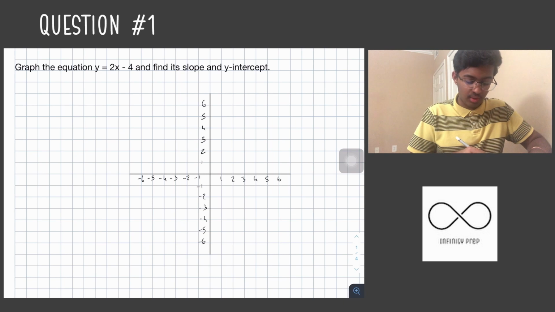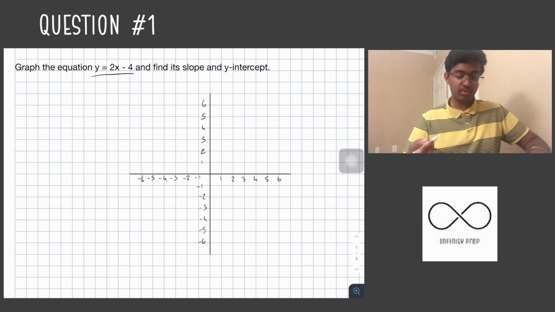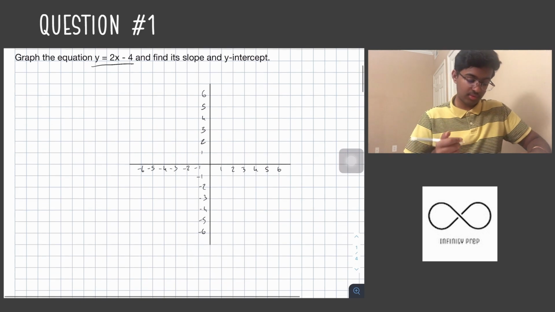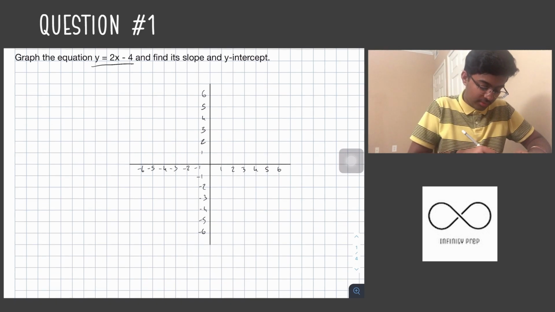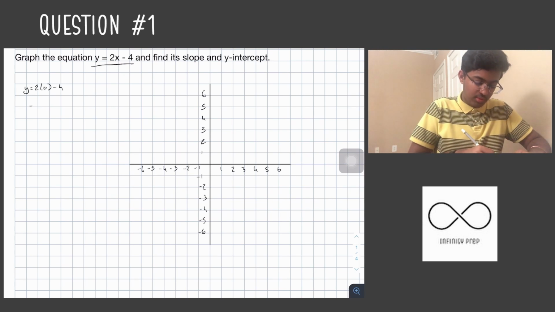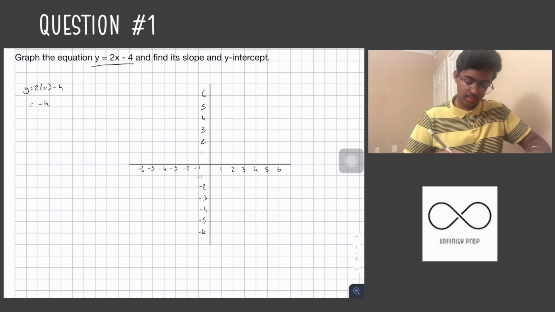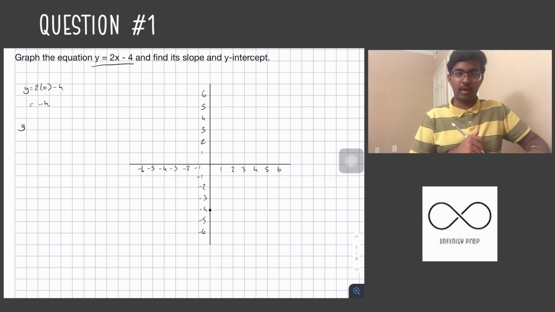So we're given our equation right here, and all we need to do to graph it is plug in values for x. So let's first plug in 0 for x, so y is equal to 2 times 0 minus 4. 2 times 0 is 0, so y is equal to negative 4. So the point is 0, negative 4. Let's continue to x equals 1.